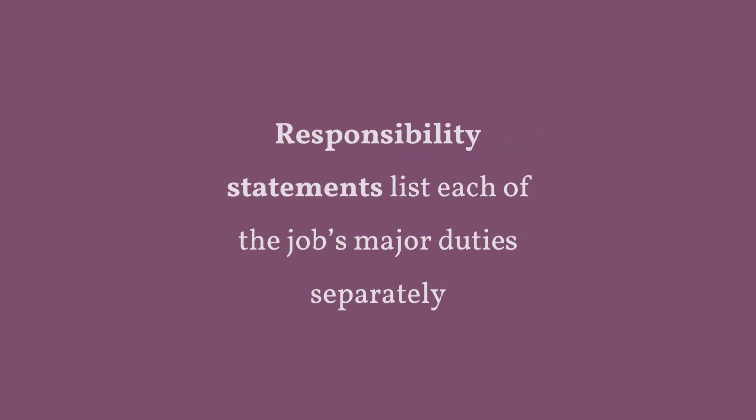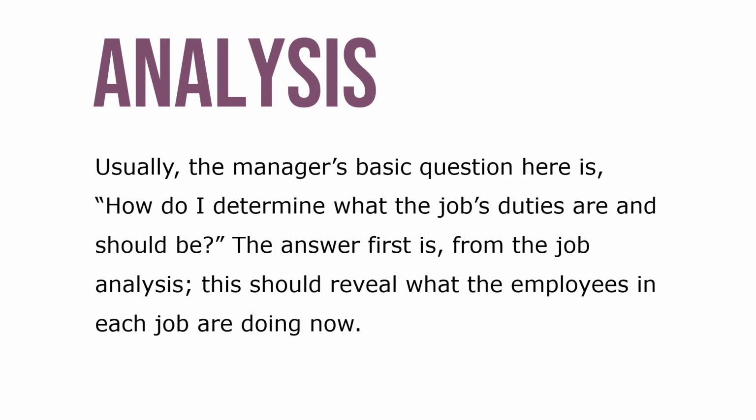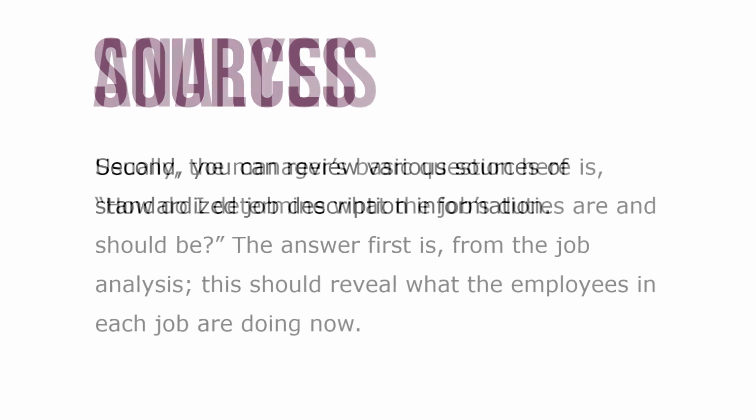Responsibility statements list each of the job's major duties separately. This section may also define the job holder's authority limits. For example, the job holder might have authority to approve purchase requests up to $5,000 or interview and hire new employees. Usually, the manager's basic question here is, how do I determine what the job's duties are and should be? The answer first is, from the job analysis. This should review what the employees in each job are doing now.